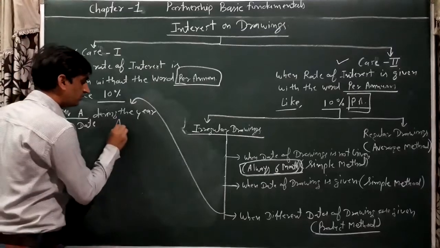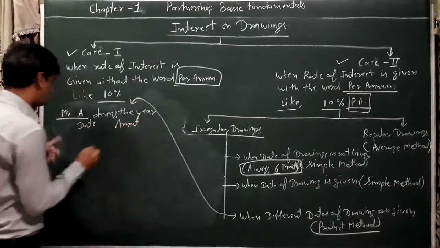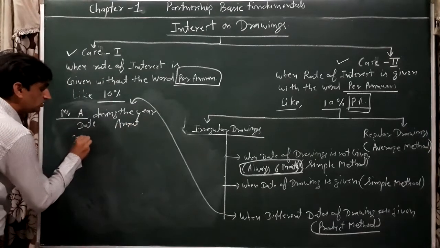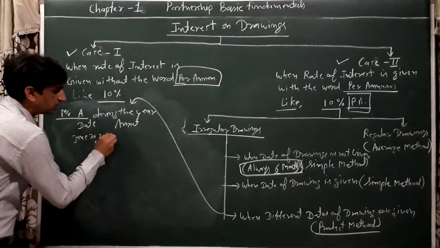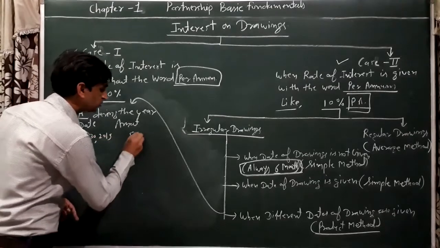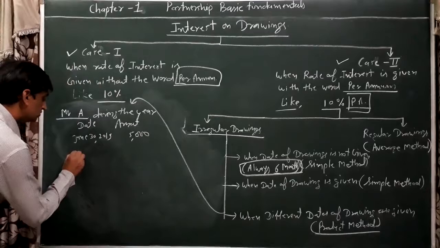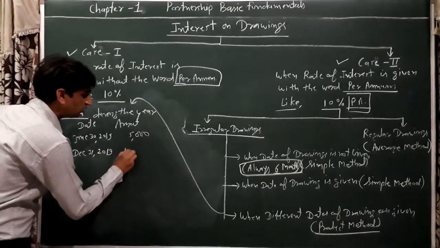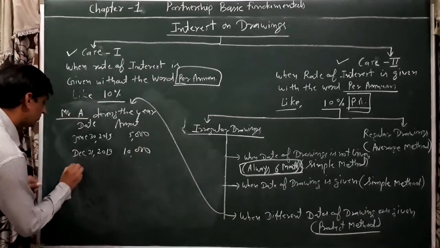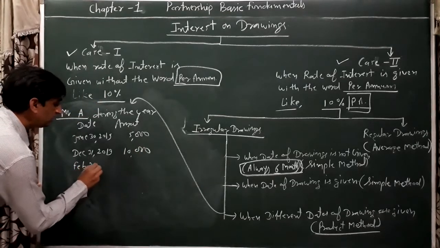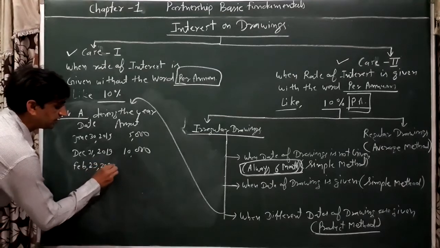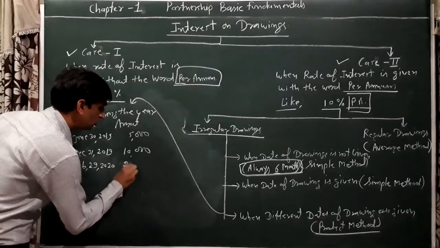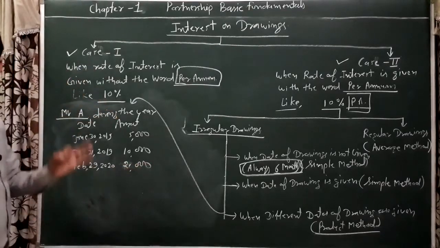Date and amount. June 30, 2019, he withdrew rupees 5,000. December 31st, 2019, he withdrew 10,000. Feb 29, 2020, he withdrew rupees 20,000. He withdrew rupees 20,000 for personal use.